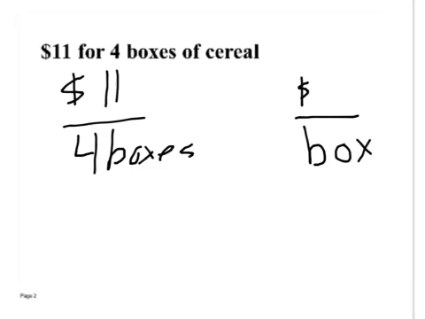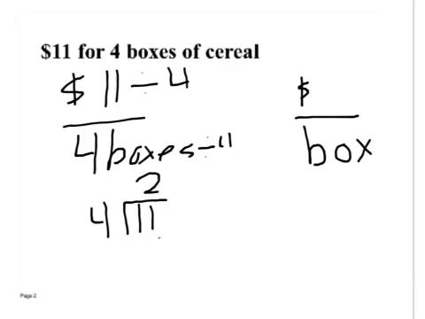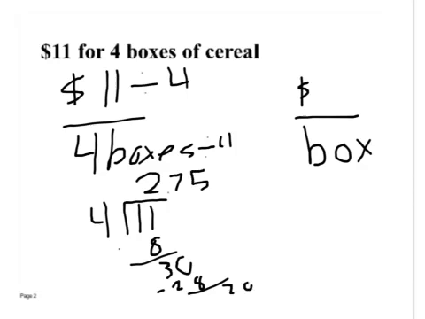Right? We have 4 boxes. We want to go to 1 box. I divide both of those by 4 because 4 divided by 4 is 1, right? So if I divide the bottom number by 4, I divide the top number by 4. So I take 11 divided by 4. I find it goes into it 2 times. I find it goes into it 0.7 times. And 0.05 times. So 2.75.